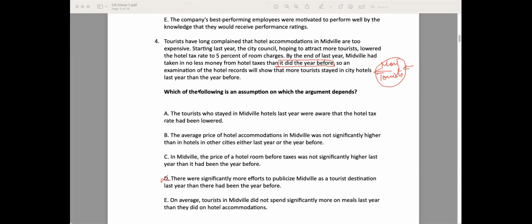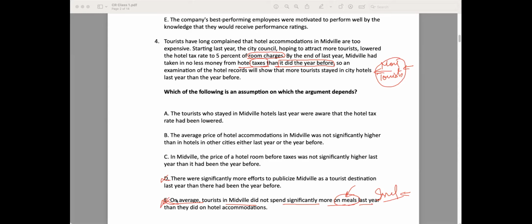So that's also out. On average, tourists in Midville did not spend significantly more on meals last year. Again, we are talking about tax collection from hotel accommodation, not from meals. Totally irrelevant. We're talking about taxes on room charges, not taxes on meals, whether they were increased or decreased. We're talking about taxes on room charges remaining the same. So whether they spent more on meals or not really doesn't matter.